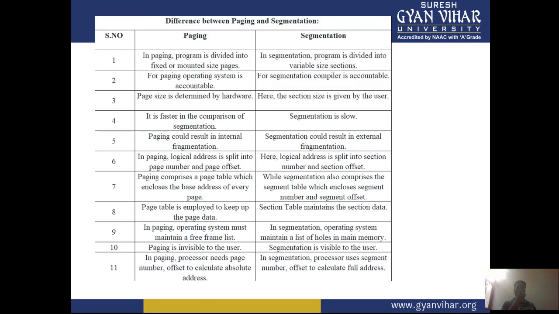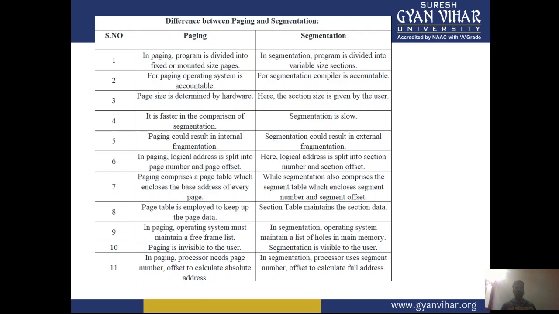Now let's discuss the difference between paging and segmentation. In paging, programs are divided into fixed-size pages, but in segmentation, the program is divided into variable-size sections. For paging, the operating system is accountable, and the page size is determined by the hardware, but in segmentation the section size is given by the user. Paging is faster in comparison, but segmentation is slow.